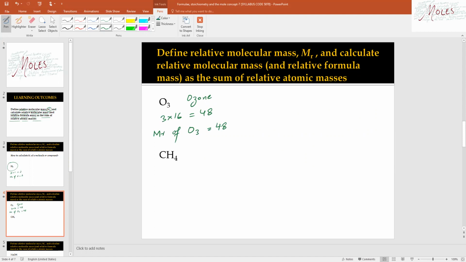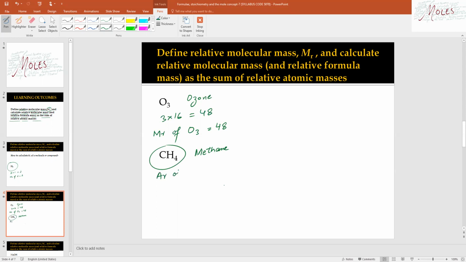In the above examples, we have worked out the Mr for the molecules of elements. Now do this for the compounds. First example is of methane. This is methane. There is one atom of carbon.